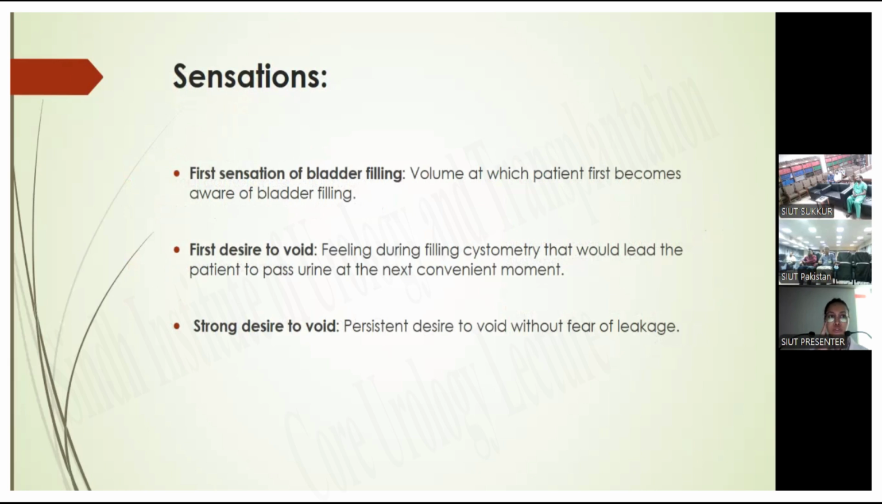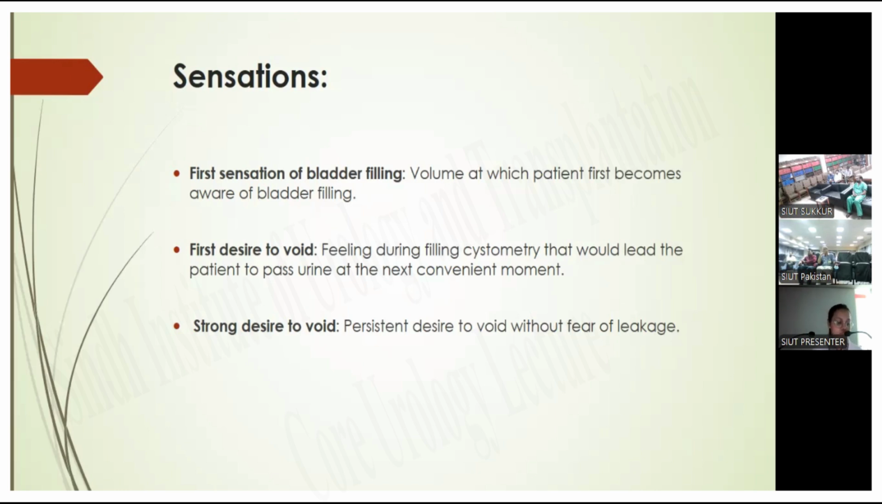As some of you should know, in the last class we discussed that during the filling we measure the first sensation when the patient felt it, the first desire to void, and the strong desire to void. The first sensation of bladder filling is the volume at which the patient first becomes aware of bladder filling. The first desire to void is the feeling during filling cystometry that would lead the patient to pass urine at the next convenient moment. While strong desire to void is the one in which the patient has a persistent desire to void without fear of leakage. So when performing cystometry, you should be asking the patient about these things.